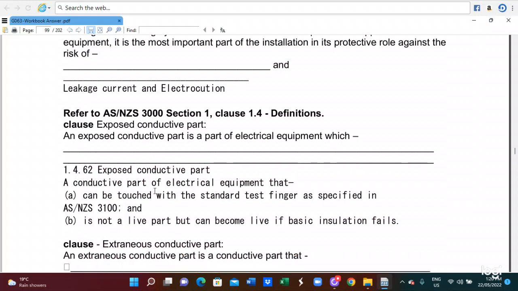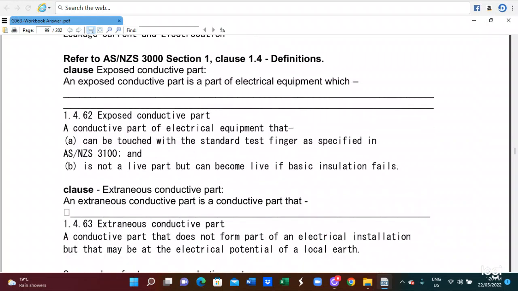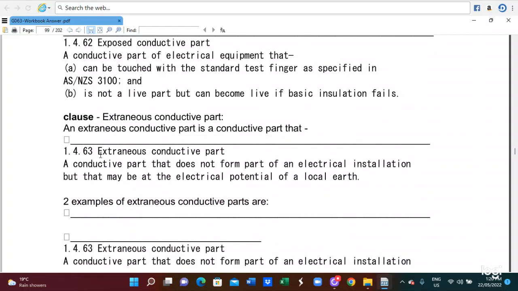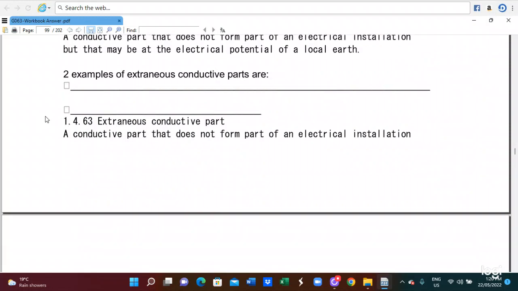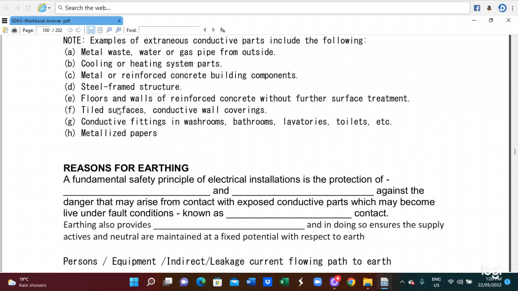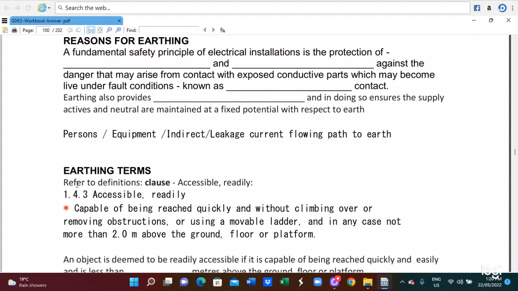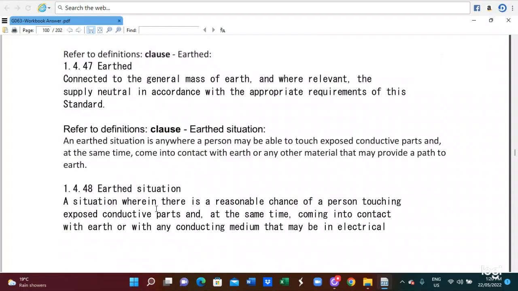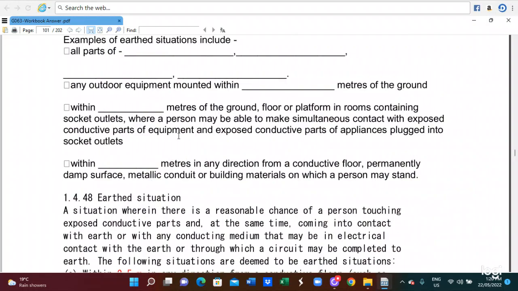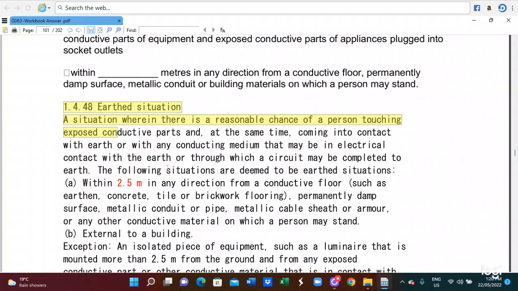In this case, for the exponent earthing conductor, you have to refer to clause 1/4/62, the earthing conductor of the electrical equipment. Also for the instantaneous earthing conductor, you also follow 1/4/63. And for reasonable earthing, remember, you have to refer to the earthing terms 1/4/3, and also the earthing system that you have to refer to. And also the other saturation, you refer to clause 1/4/47, and also 1/4/40 is the other saturation you have to refer to. This is the definition of the other saturation 1/4/48.